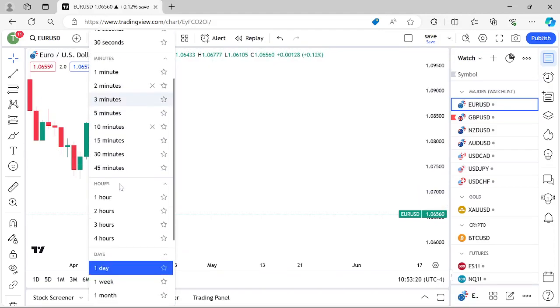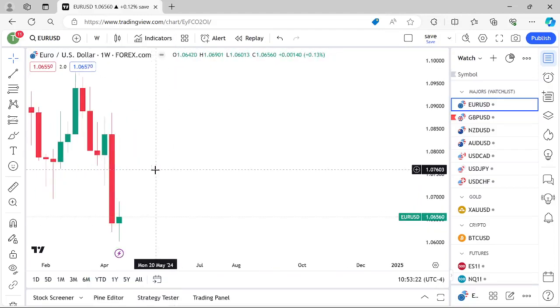So here's the deal. It's the same type of process. Like that daily manipulation swing, it's found at the very beginning of the day, right after midnight to London. The weekly manipulation swing is found at the very beginning of the week. Same deal. Wicks do the damage. The body tells the true story, the body of the candle does.